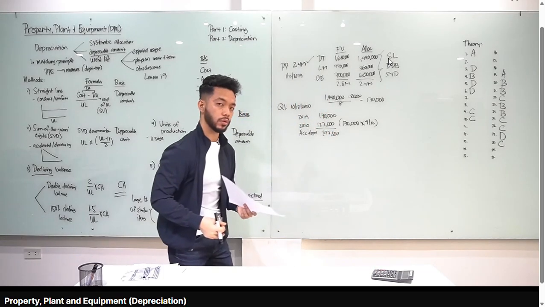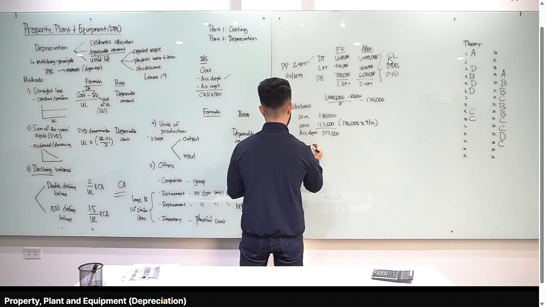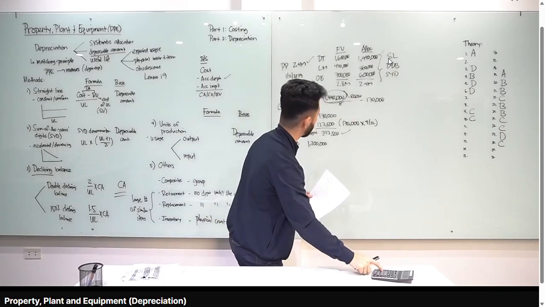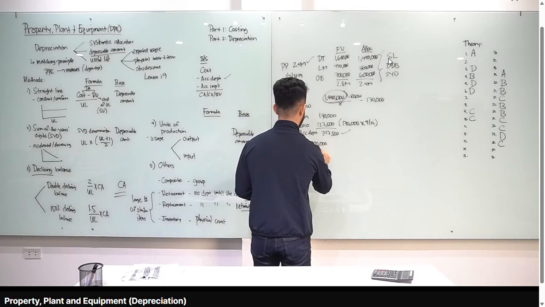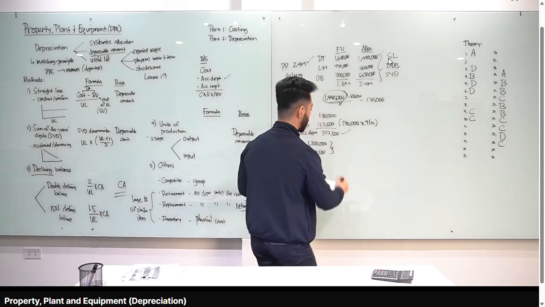Paano ka ba mag-compute ng gain or loss? Proceeds minus your carrying amount. Tama ba? So how much natin binenta? Sabi dyan, binenta natin ng 1.2 million. How much yung carrying amount natin? Well, cost minus accumulated depreciation. 1,440,000 minus accumulated depreciation 297,500, 1,142,500. So, 1.2 million minus 1,142,500, 57,500.